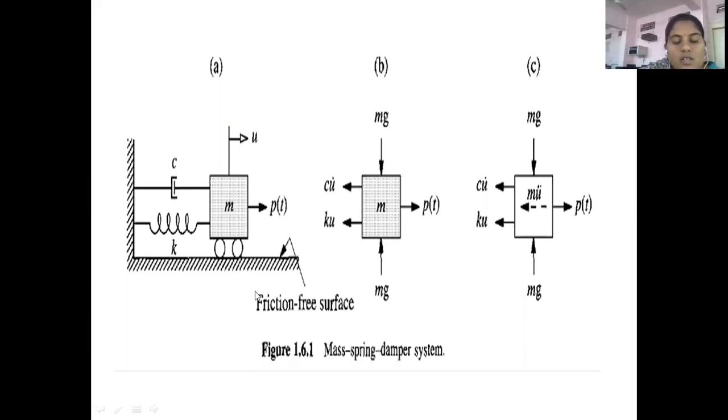Okay, so frictional surface is here, that is the frictional free surface. After that there are two wheels, here they have shown in this figure number 1. K is the spring stiffness.